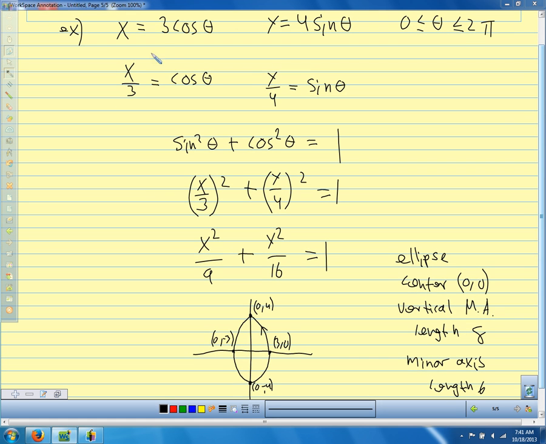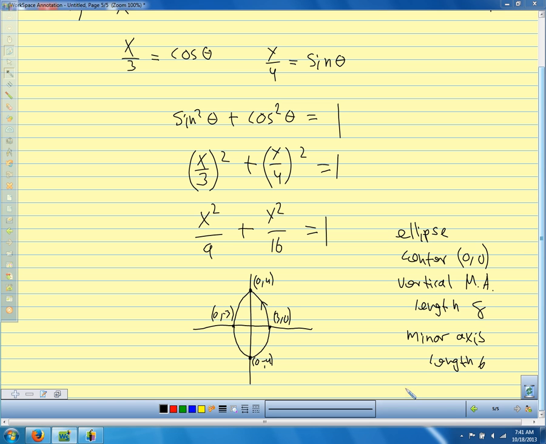So we can say when theta is 0, x equals 3. We start here. As we trace around, as theta increases, x is going to decrease, and at pi over 2, x is going to be 0, and then we go negative. So we have a counterclockwise orientation. All right, so that would be the sketch of that particular set of parametric equations.